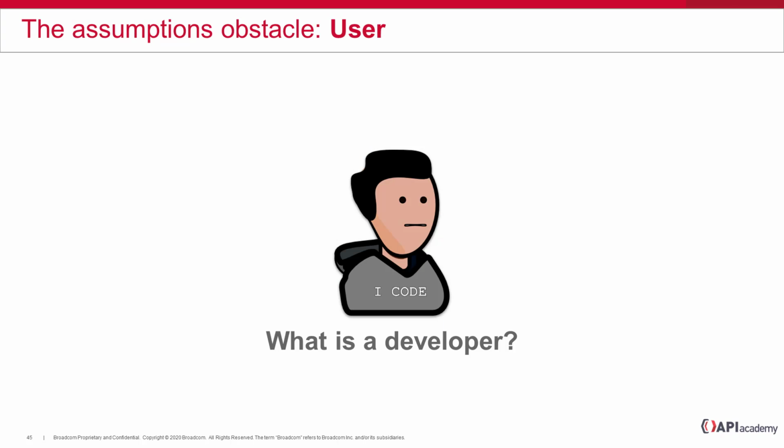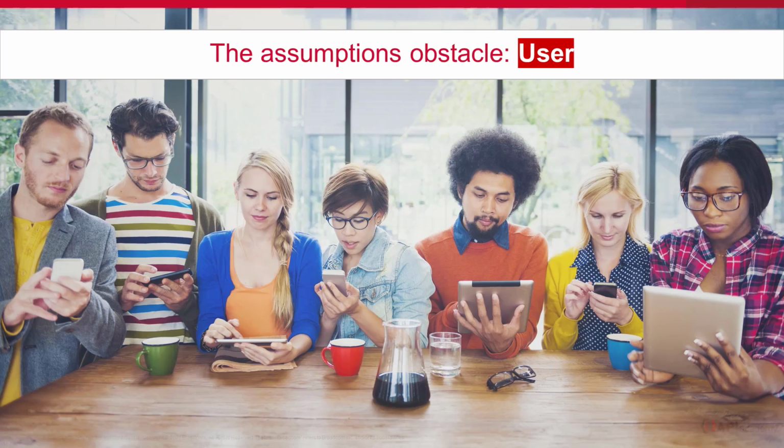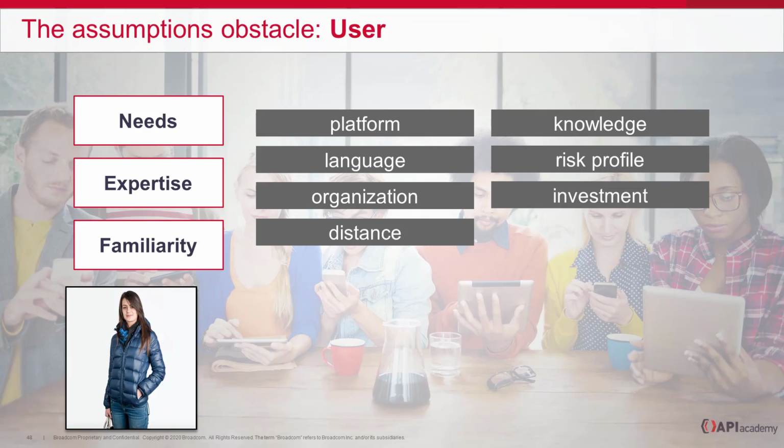Last but not least, it's easy to assume incorrectly about the users of our API. It is not enough to just get rid of preconceived stereotypes and notions. We need to dig deeper into their needs, expertise, and familiarity. Our goal is to narrow down our audience to identify common characteristics that can drive the developer experience we're trying to create. For example, how would you classify the developers that you are targeting with your API?